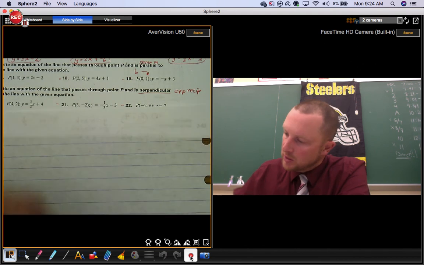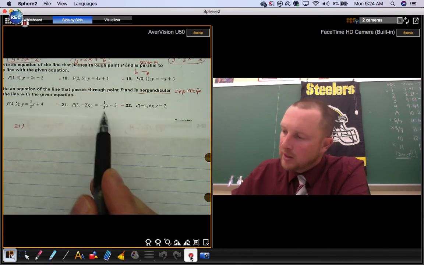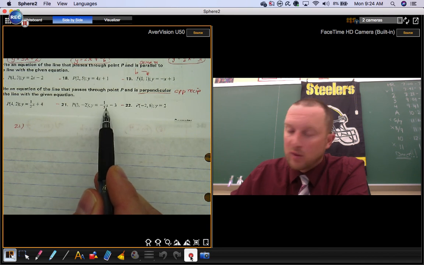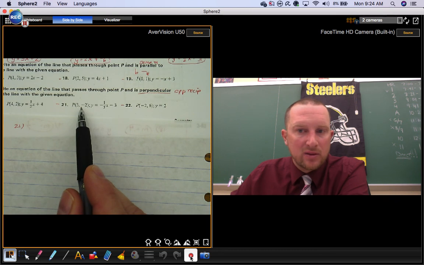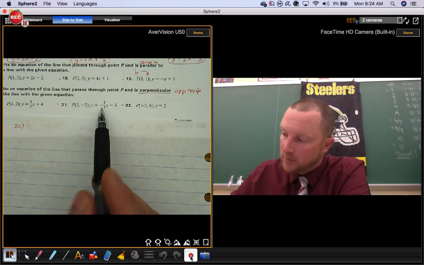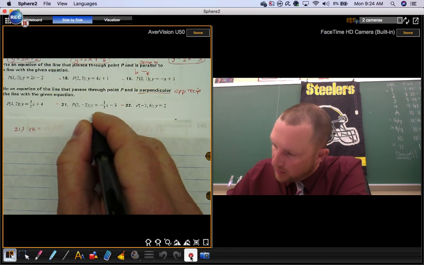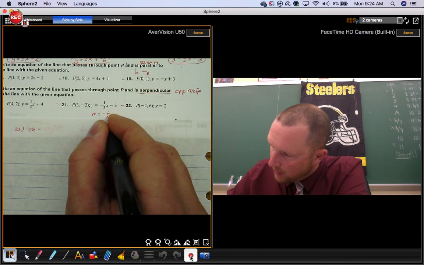Okay, so let's look at number 21. You need a line that's perpendicular to this line. And there's infinitely many of them out there. But there's only one of them that goes through this point, and that's the equation of the line that you need to write. Okay, so I notice right here that the slope of this line is negative 1/3.